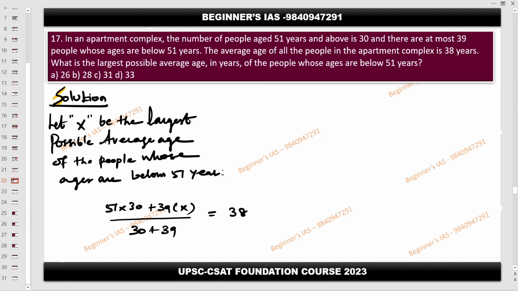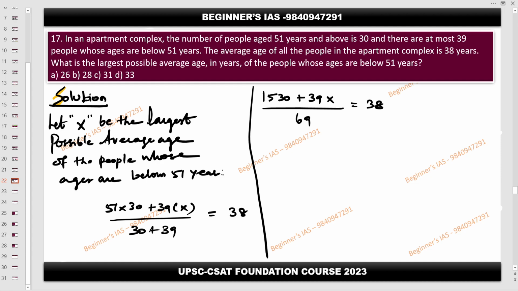This method is actually the formula called weighted average, but I'm not giving a formula. This can be done by using the alligation method also. Okay, has anybody used the alligation method? Not an issue. Now divided by 69, which is equal to 38. Cross multiply this: 1530 plus 39x is equal to 38 into 69. 38 into 69 is nothing but 2622.